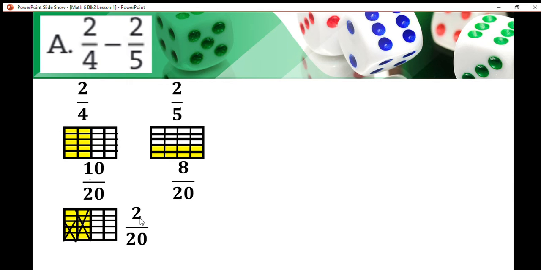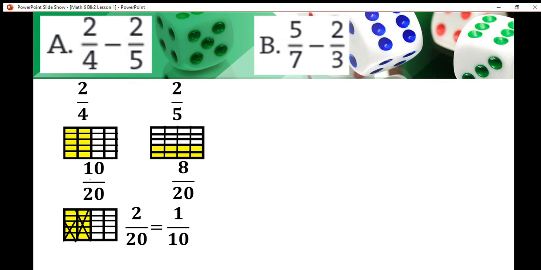Is it the final answer? Not yet. They have a common factor. So 2 and 20 are divisible by 2. So 2 divided by 2, that is 1. 20 divided by 2, that is 10. So the final answer is 1/10.